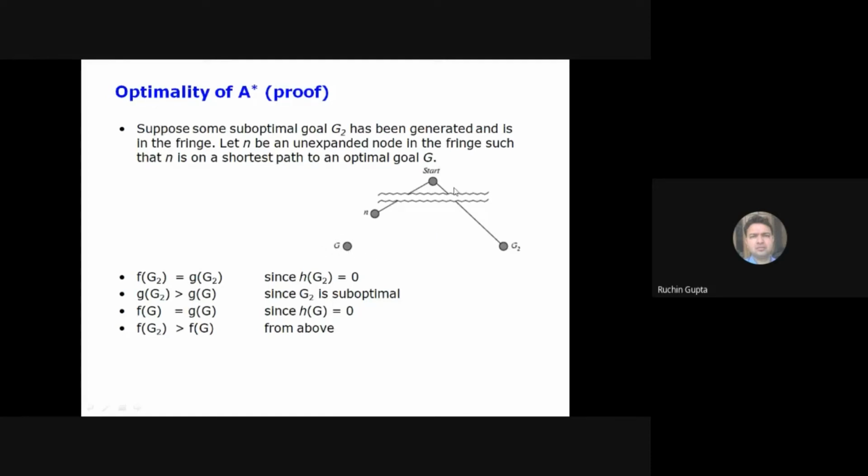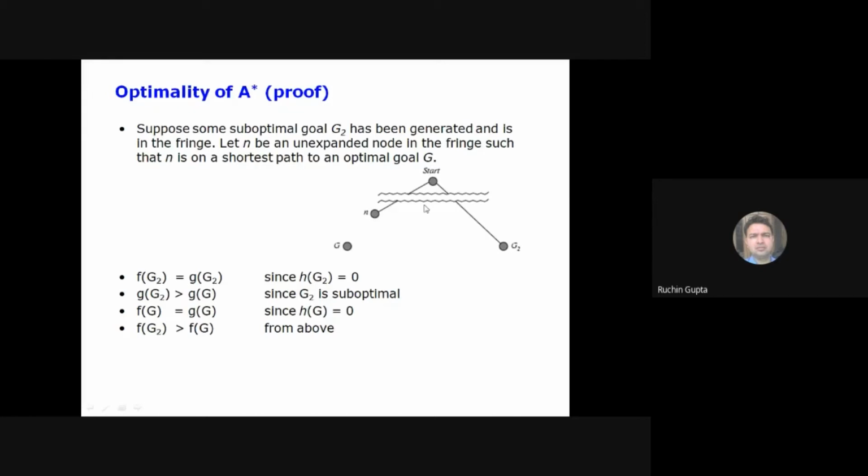So we know that when this A star is applied to the given problem, intermediate nodes will be generated. So some node N is generated, which is an intermediate node between the starting node and the goal node G. And we suppose that there is also some suboptimal goal G2 that has been generated, and it is available on the fringe. So N is the unexpanded node in the fringe such that N is on the shortest path to an optimal goal G.